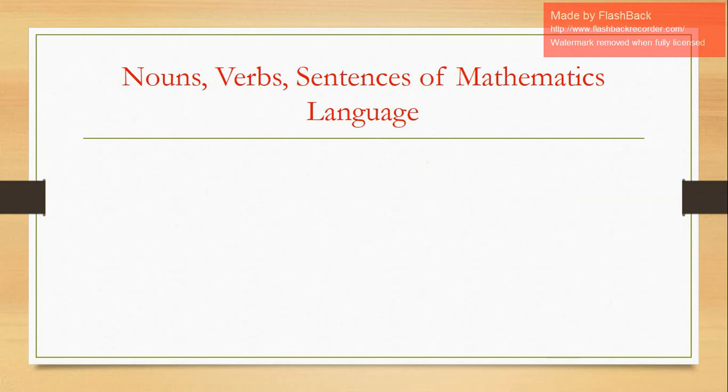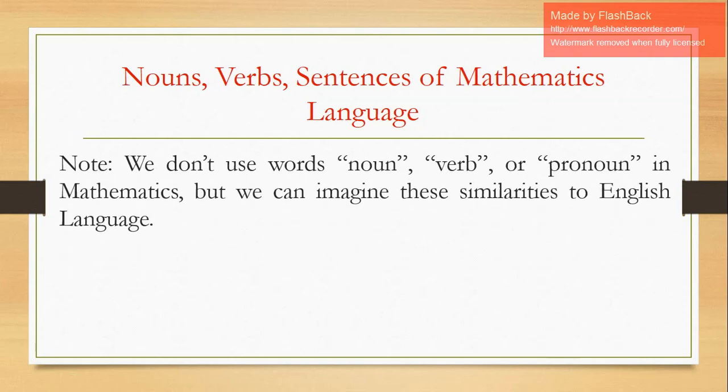Let's proceed to nouns, verbs, and sentences of mathematics. So in the English language, we have nouns, verbs, and sentences. In mathematics, we also have noun, verb, sentence, and expression. But take note of this, we don't use the words noun, verb, or pronoun in mathematics, but we can imagine these similarities to the English language. So, para mas madaling maunawaan, let's imagine first.